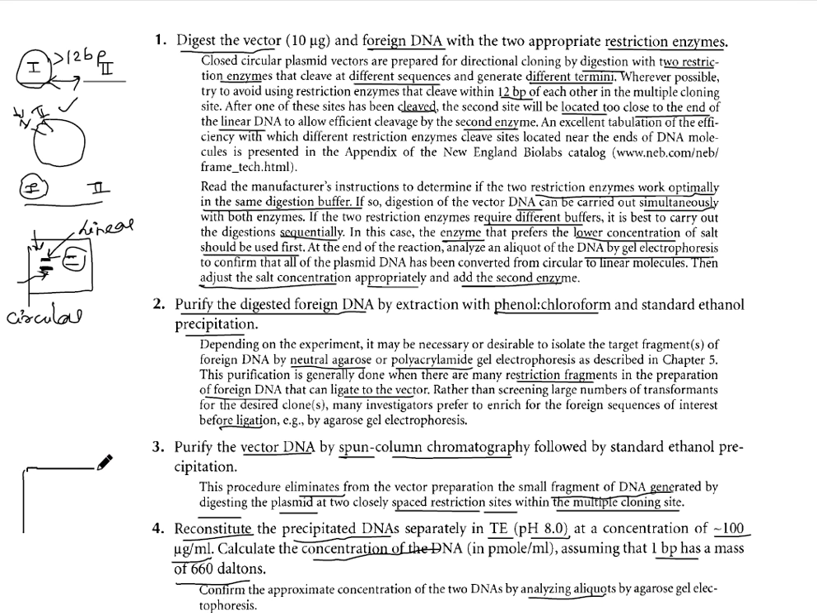Depending upon the intensity of the band, you have to check which DNA, be it vector DNA or be it foreign DNA, has the higher concentration. Okay, the more intense one has the higher concentration. So this way you have to know.